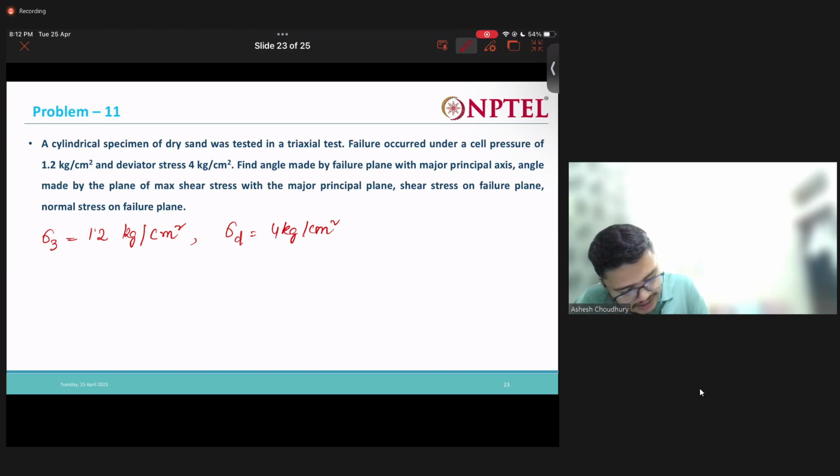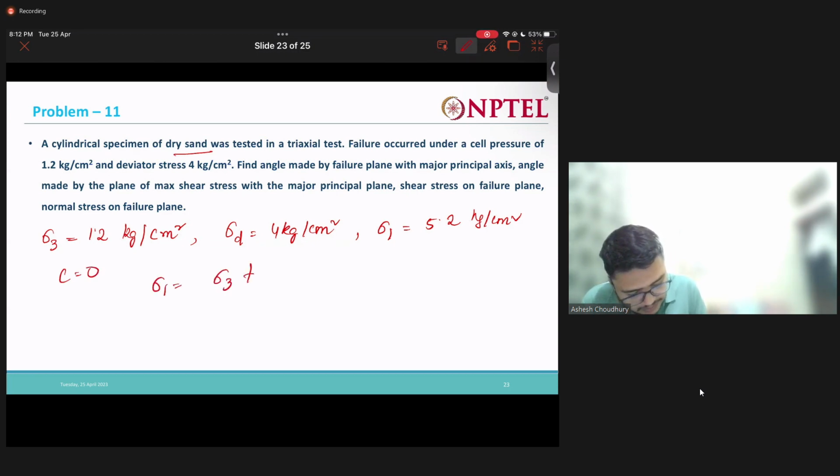Right. So what will be sigma 1? Sigma 1 is sigma 3 plus sigma d, so 5.2 per centimeter square. Okay, now this is sand, right? So sand, so we can take c is equal to 0. So we have sigma 1 is equal to sigma 3 tan square (45 plus phi by 2). So c is 0, that part is not there. So from here, please find out phi.